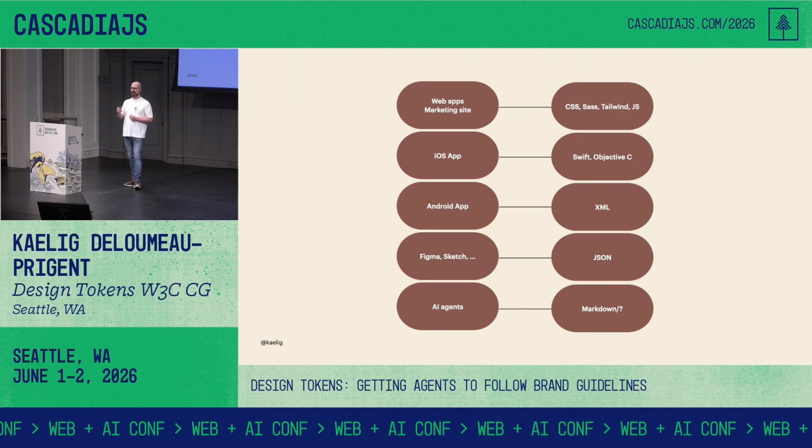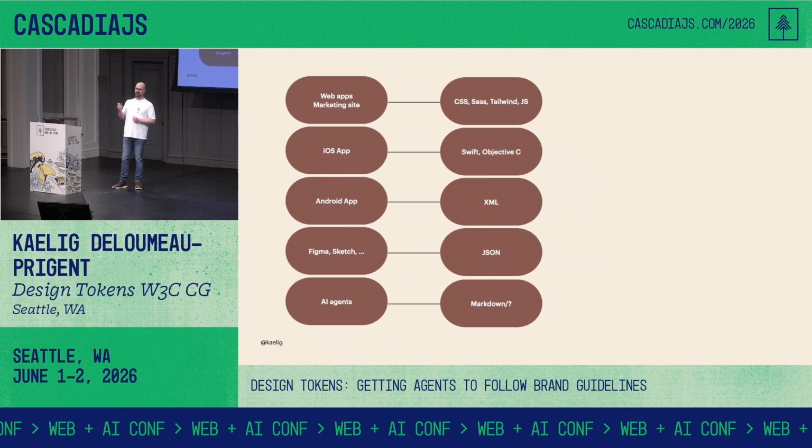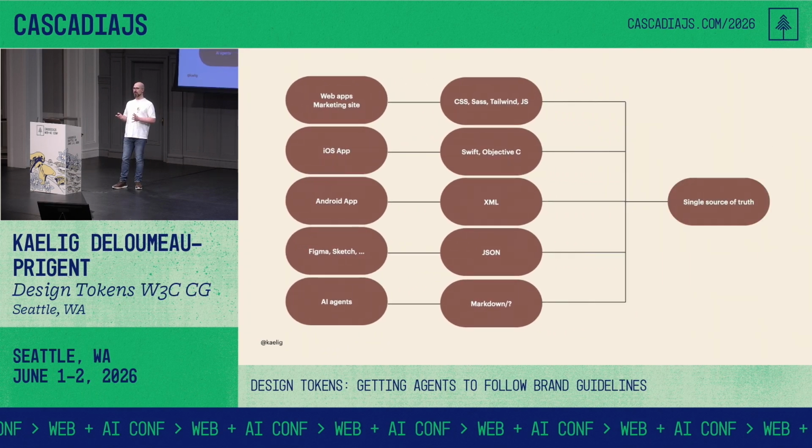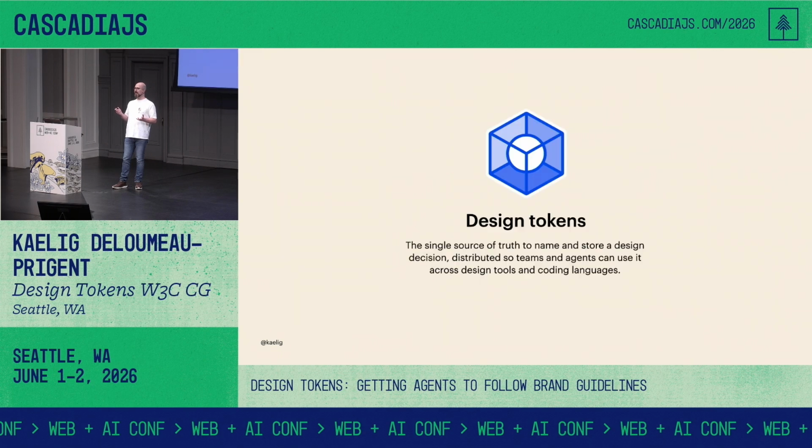Now, what if I want all of these apps and all of these languages to refer to a single source of truth so that they all look the same and follow my brand? Well, there's a name for that. It's called design tokens. Some of you may have heard of it. It was coined in 2014 by Jina Ann and Jon Levine at Salesforce.